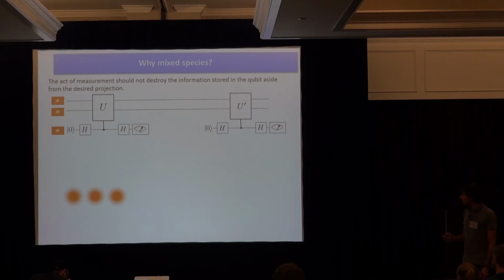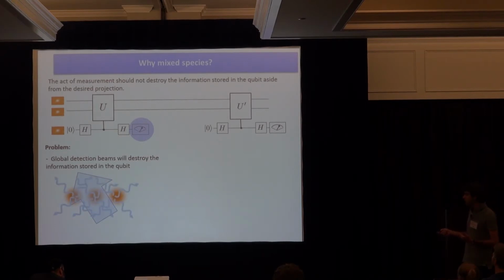So let me try to motivate why we need mixed species. As I said before, we want to detect the ancilla and then do some feedback after the detection. We do not have a tightly focused laser beam to do single-ion addressing for the detection. So if all the qubits were of the same type, whenever we apply the detection laser, we would scatter photons from every single qubit, and so we would destroy the information contained in those ions.